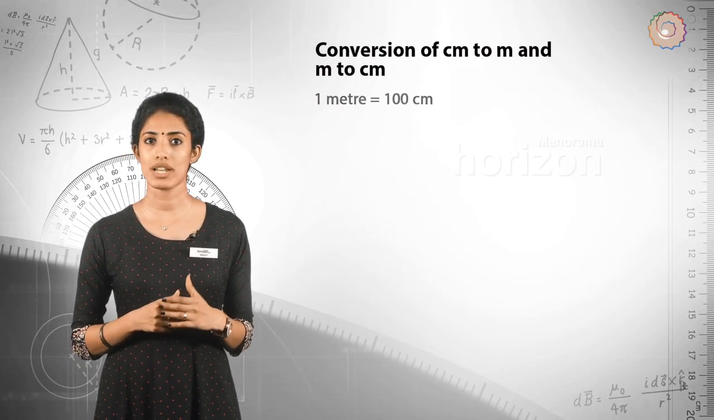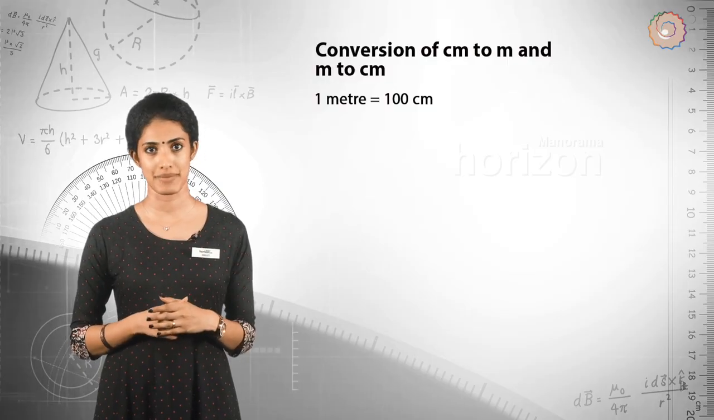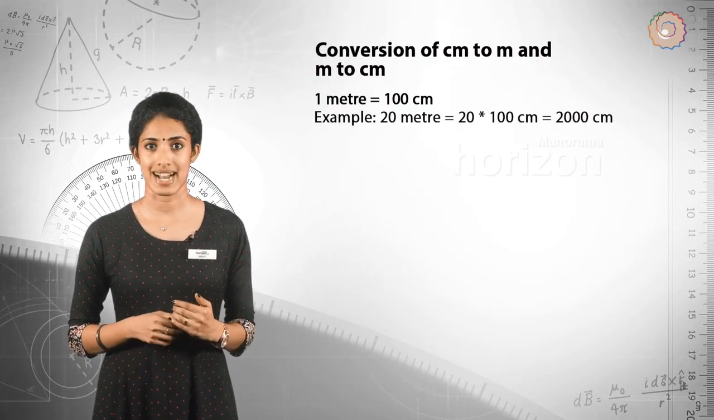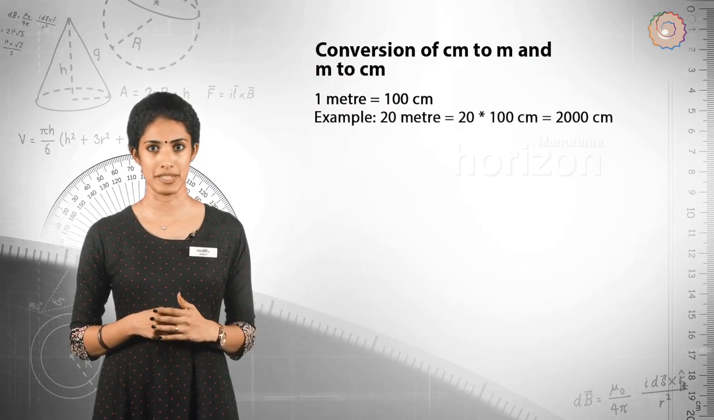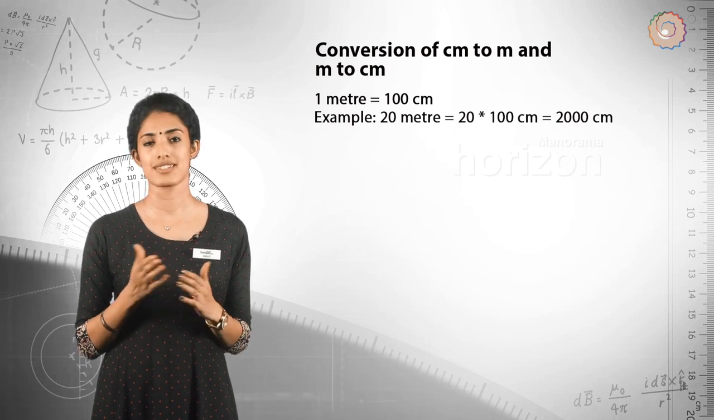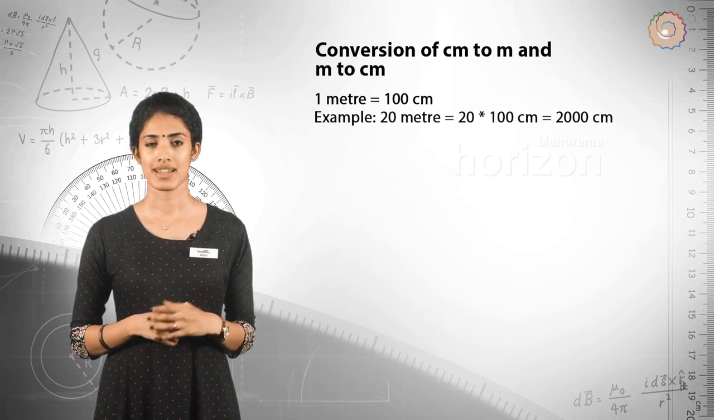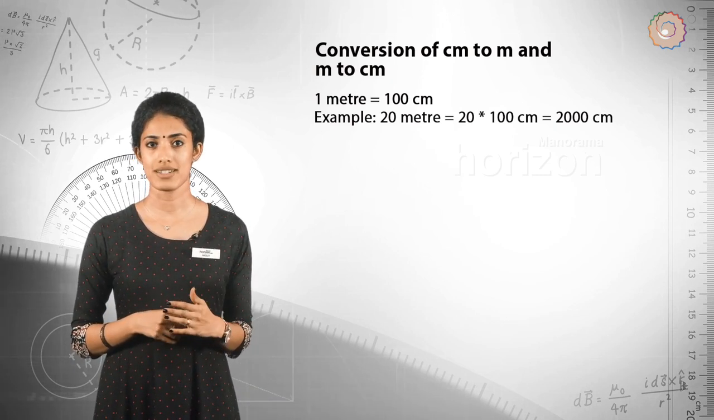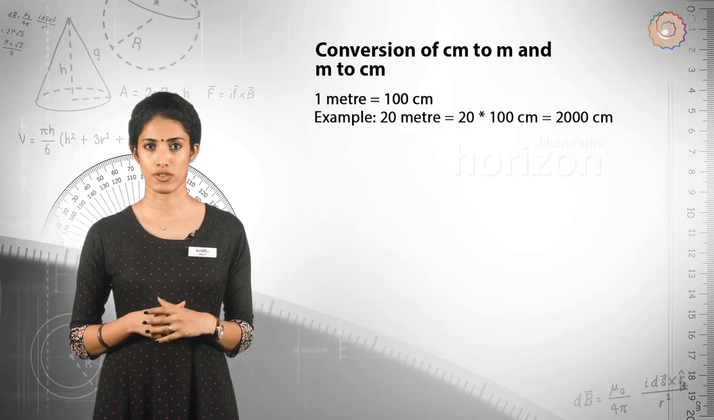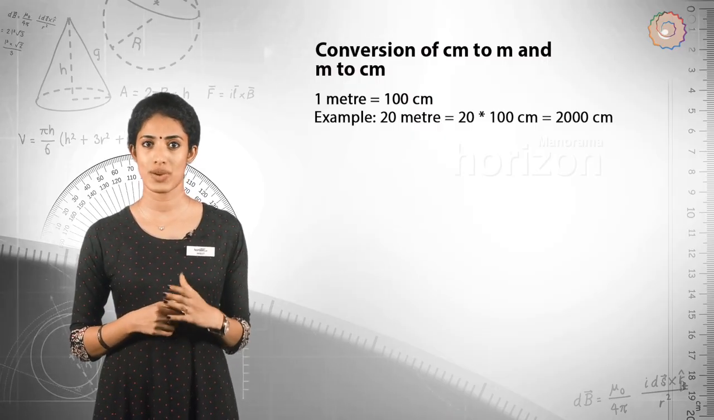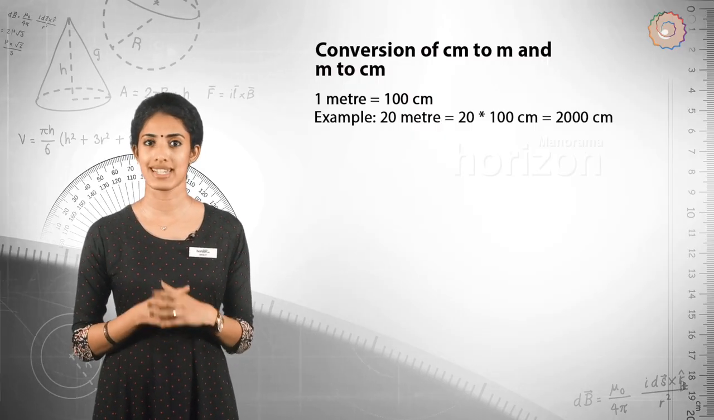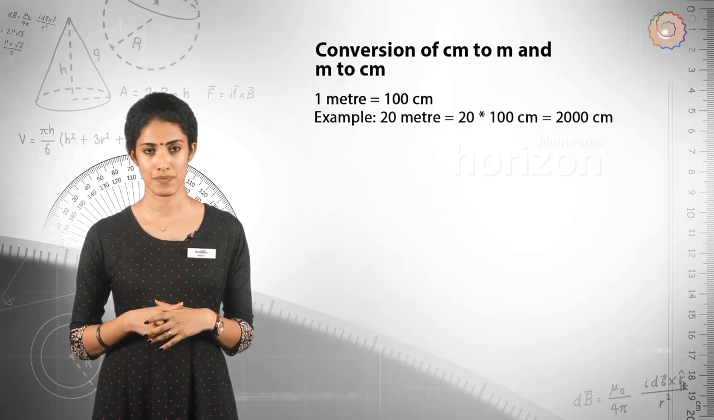Recall that 1 meter is equal to 100 centimeters. Suppose that I have 20 meters of ribbon. How will I convert 20 meters into centimeters? As I know, 1 meter is 100 centimeters. Therefore, 20 meters is 20 into 100 centimeters, which is equal to 2000 centimeters.